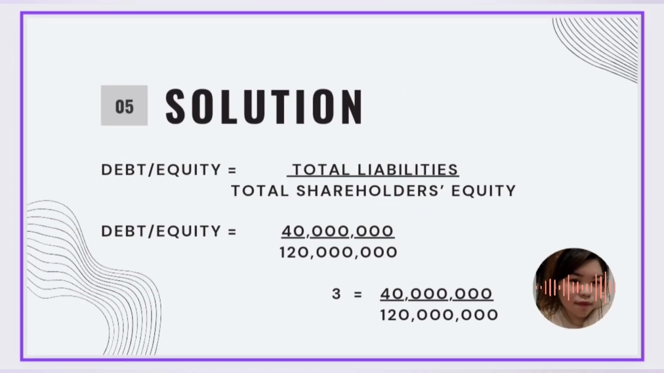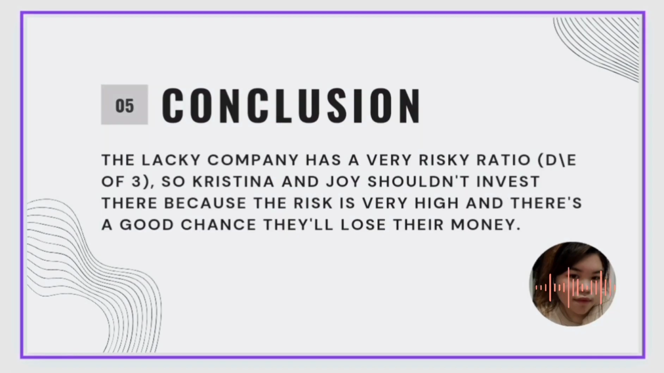For the solution, debt to equity equals 120 million divided by 40 million, which equals 3. So the conclusion is the Lucky Company has a very risky ratio with a debt to equity ratio of 3. So Christina and Joy shouldn't invest in it because the risk is very high and there is a good chance that they will lose their money.